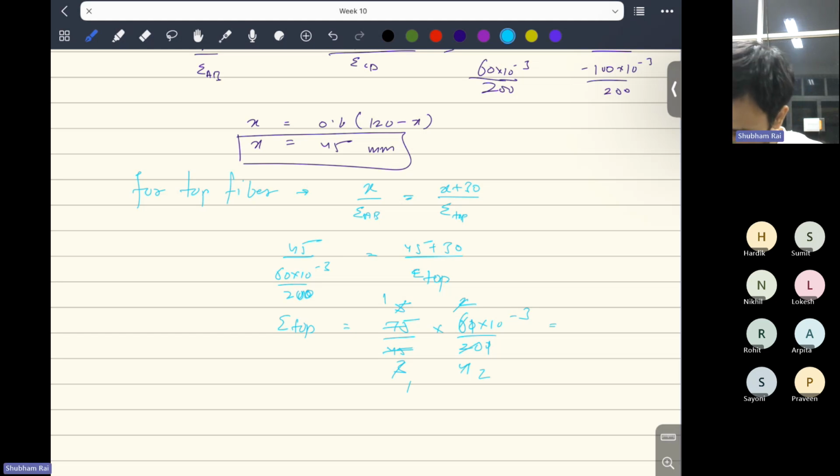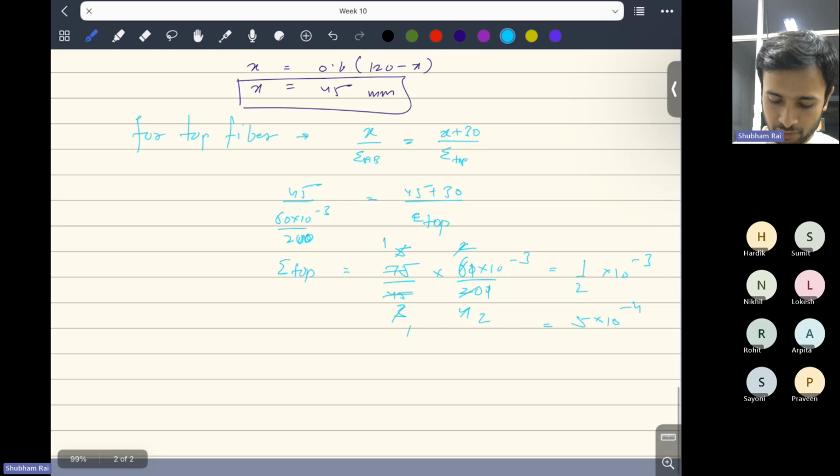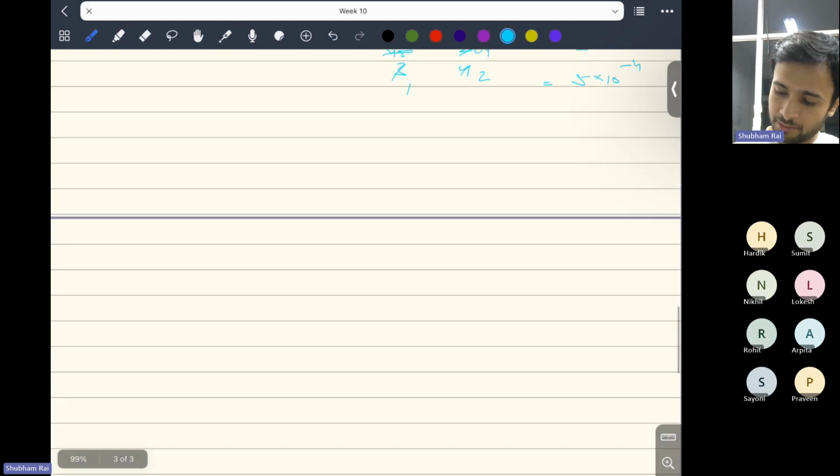Am I missing something? Yeah, I'm not missing anything. So you're getting 1 by 2 into 10 to the minus 3, which is nothing but 0.5 into 10 to the minus 3, which is 5 into 10 to the minus 4. So finally you will get this. So this will be the strain in top fiber, and once you know the strain in top fiber, you can find the bending stress in top fiber.